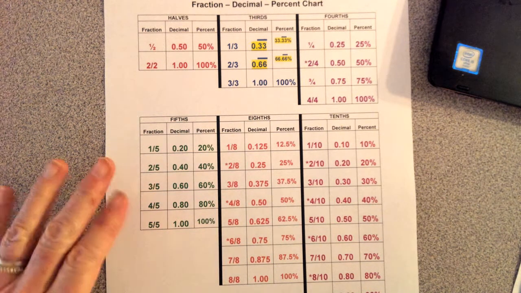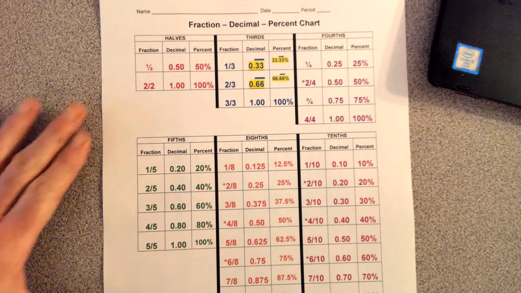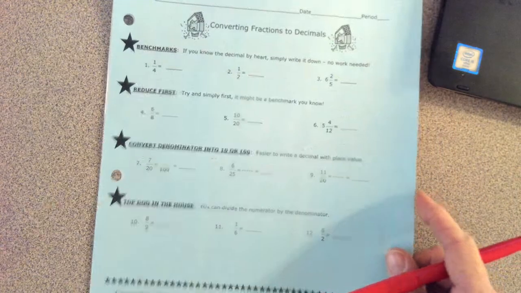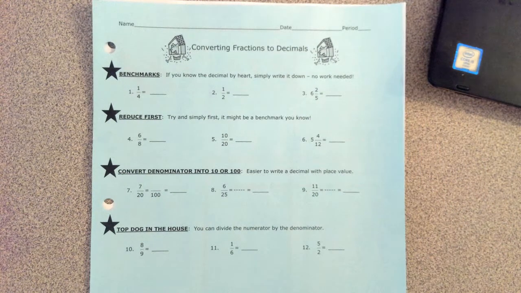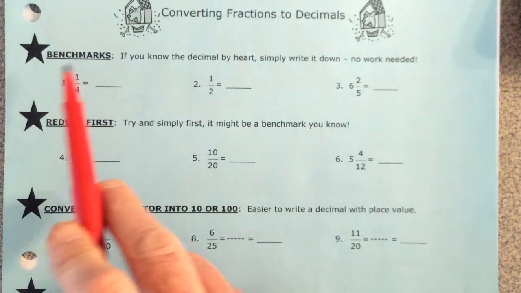Okay, so we have filled out our fraction, decimal, and eventually the percent part of our chart. These are the benchmark fractions you need to memorize, and most of them you probably already know. Okay, on this page we are going to convert the fractions to decimals. Now the easiest and fastest way is to first know the benchmarks.